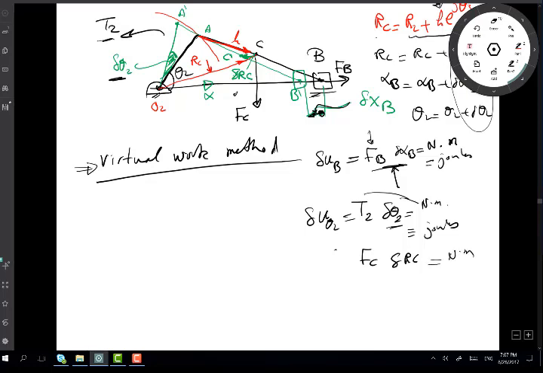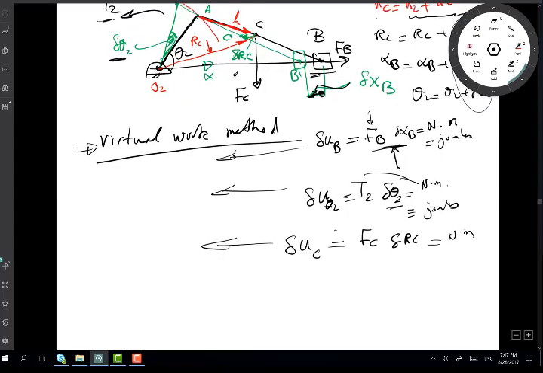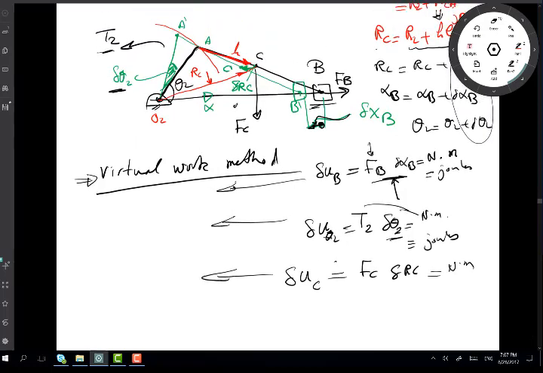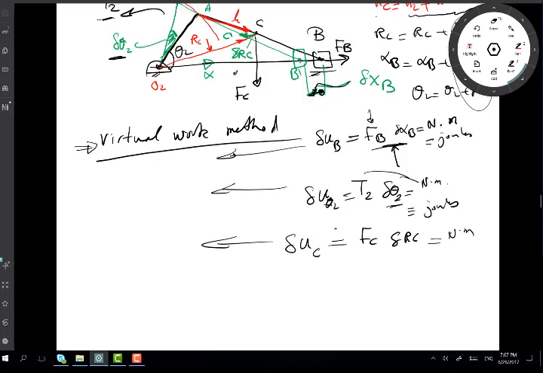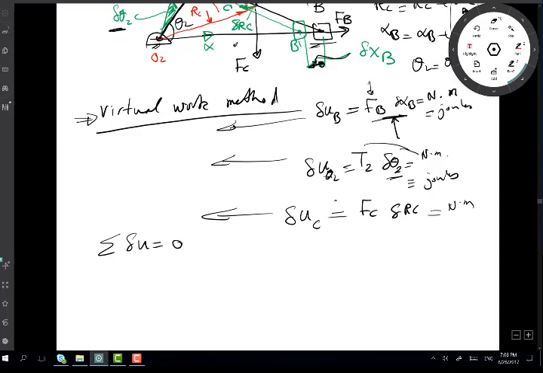So that's Newton meter. So I can say this is another work, delta UC, right? Okay, so just now, thinking quickly more than anything, and then I will apply the method in a proper fashion. Now, the virtual work method says all those infinitesimal works that result from external forces and their associated virtual displacements, which are infinitesimal displacements in our linkage, produce work, and the sum of all those delta U is equal to 0, and this is what the method actually says.